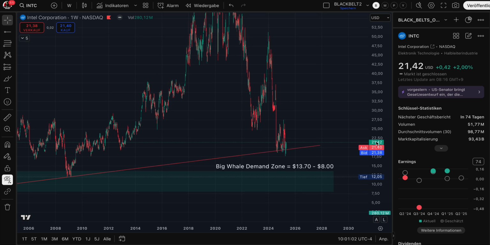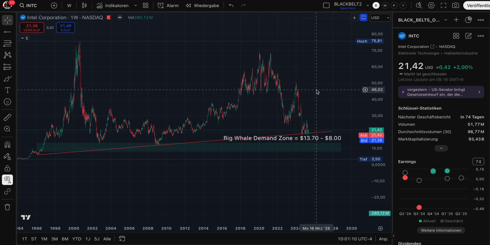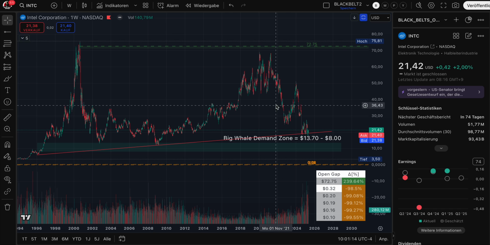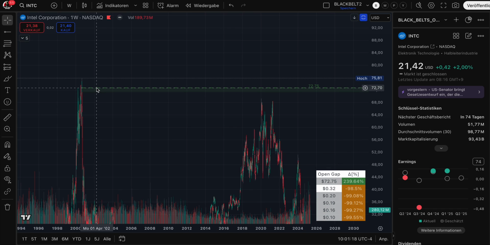Why do I think now that Intel is a good investment for me? Market cap, guys, $93 billion. We don't need to talk about this. This is absolutely crazy. They have a lot of cash in their back. And we have one hidden signal in the chart, which I can also show you. We have one open gap, which is not filled yet in the weekly chart. These open gaps are really, really rare. This is what we traders also use for potential exit points.